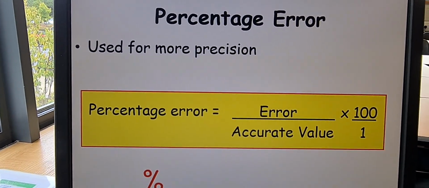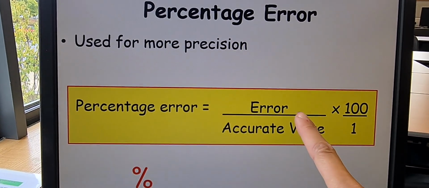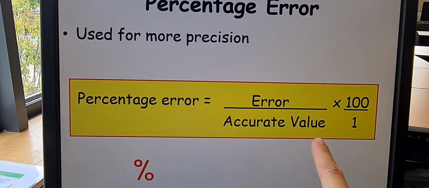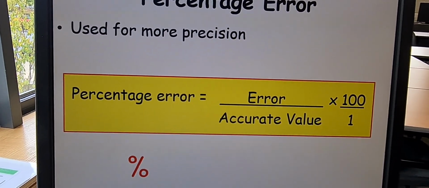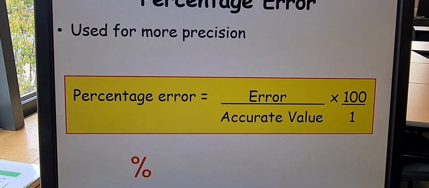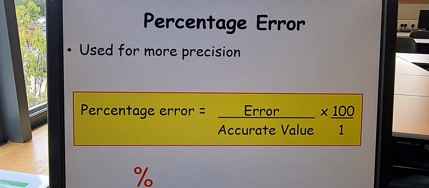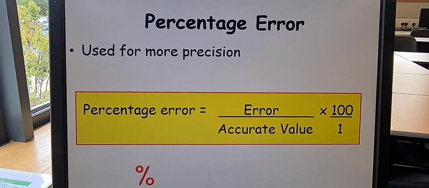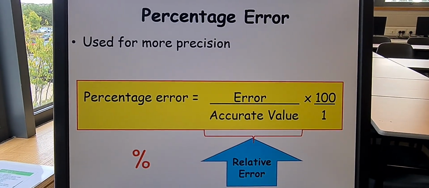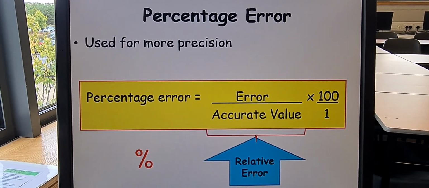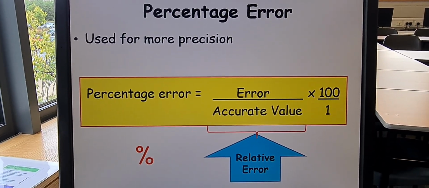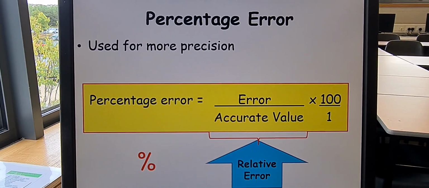Now, the formula for percentage error is the error that you calculated earlier, all over your accurate value, and you multiply it by 100/1 to turn it into a percentage. Okay, so that formula, again, it has to be known off by heart. It's not in any log tables. So that's your formula for percentage error. Percentage error can also be referred to as relative error. They mean the same thing, so just make sure you understand the terminology.